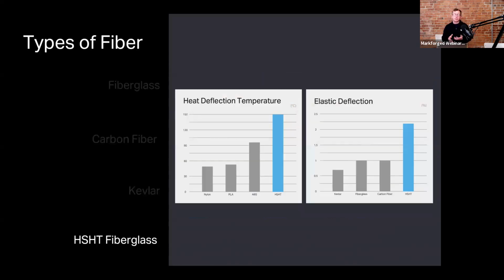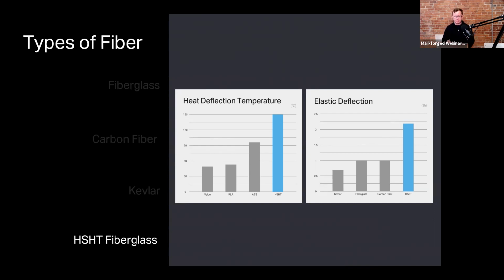So it has this superior heat resistance, hence the name, and retains its strength up to temperatures of about 150 to 200 degrees Celsius, or around 300 degrees Fahrenheit. So it's well past most thermoplastics' glass transition temperature. And the heat deflection temperature is about 80 degrees higher than any of our other fibers. The thermal properties of HSHT allow for applications where strength is needed at these higher temperatures. So that's really its big value.